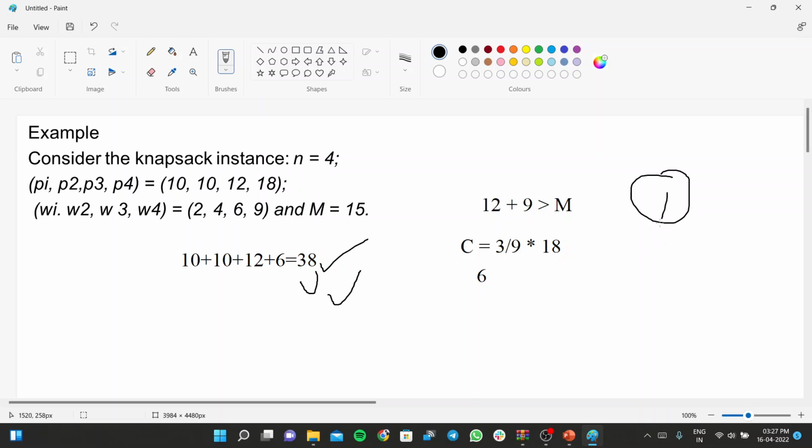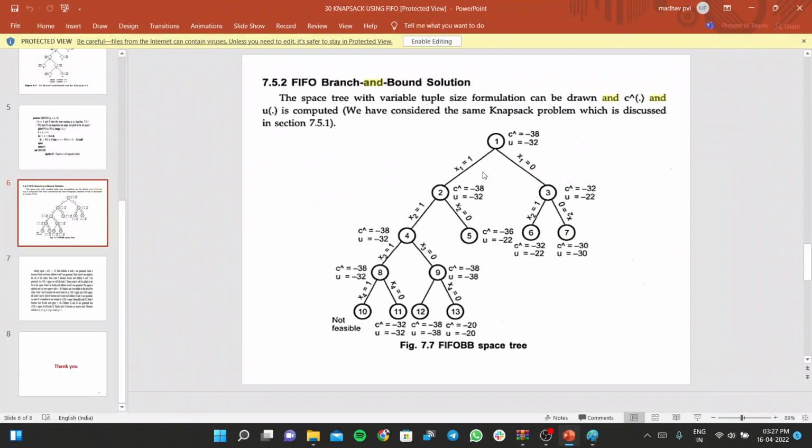We need to consider this, and we need to draw a graph: if we are considering x1, otherwise x1 equals 0. We need to draw something like this. If x1 is considered, we do the calculation for that, and if x1 is not considered, we do it for that. Further we can keep on increasing these nodes, and after considering x1 we can do it for x2. If x2 is there, then we can just add.